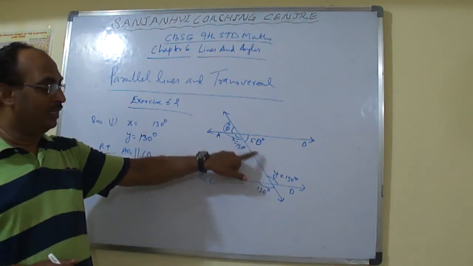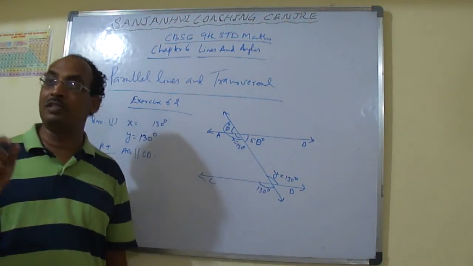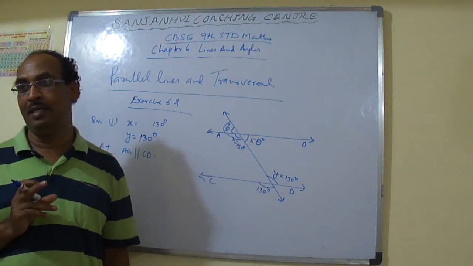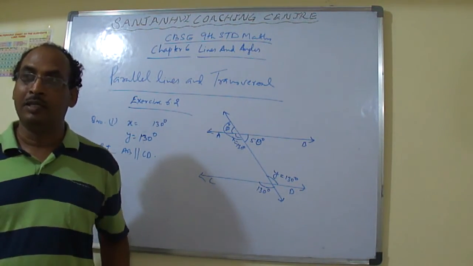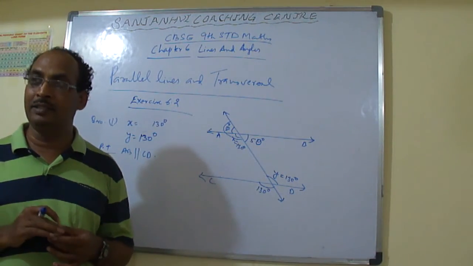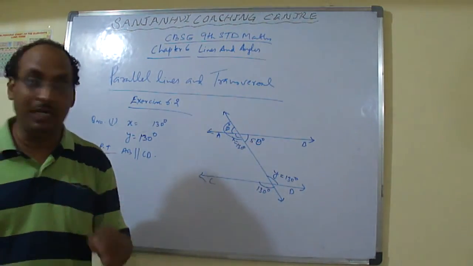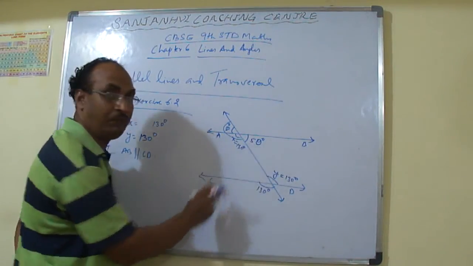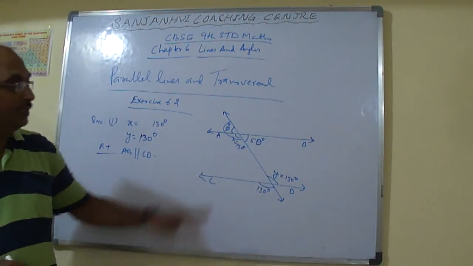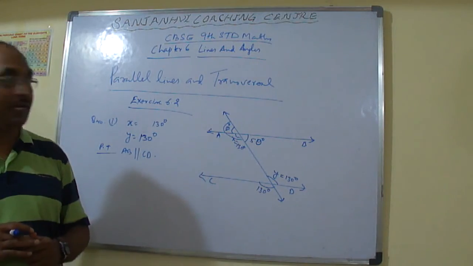Now this is 50 degree, this is 130 degree. Now the sum of co-interior angles will be equal to 180 degree. The third property was: the sum of the interior angles on the same side of the transversal is supplementary. You can see on the same side of the transversal, these two angles 130 plus 50 is equal to 180. It is satisfying the property of parallel lines.